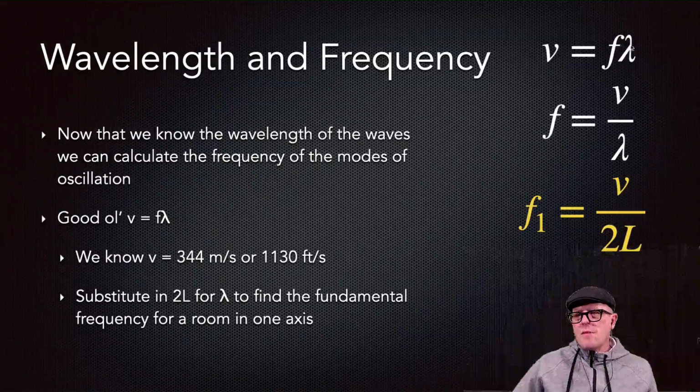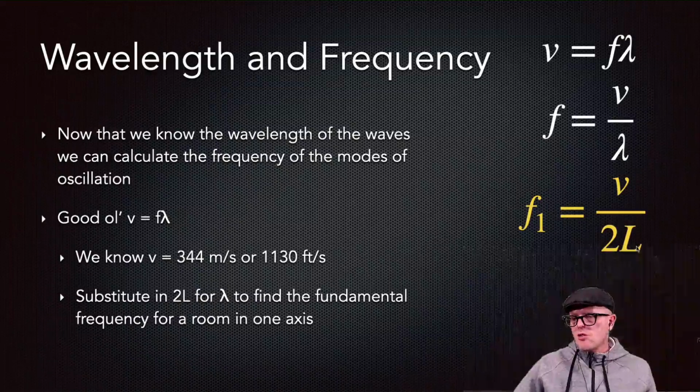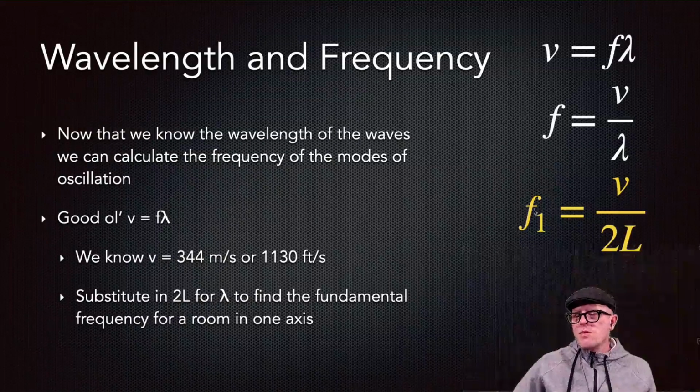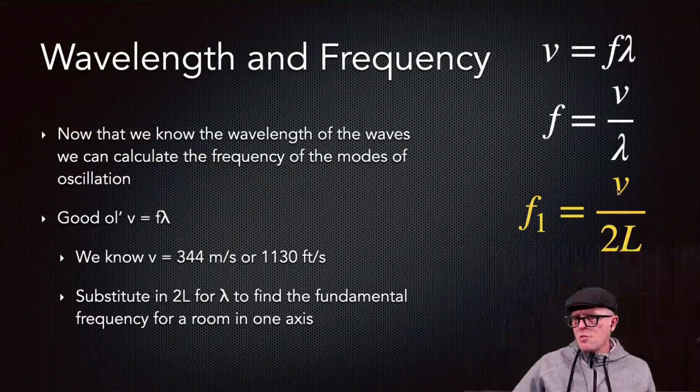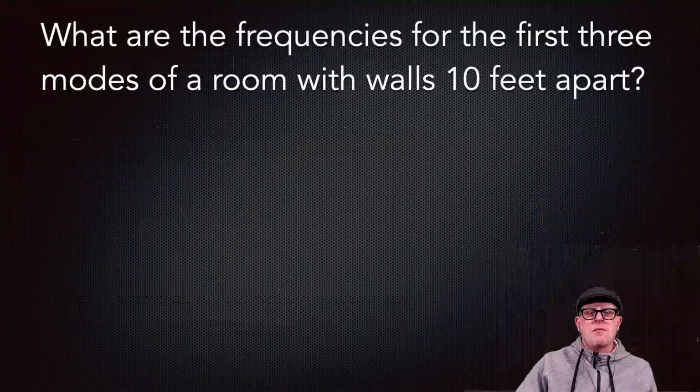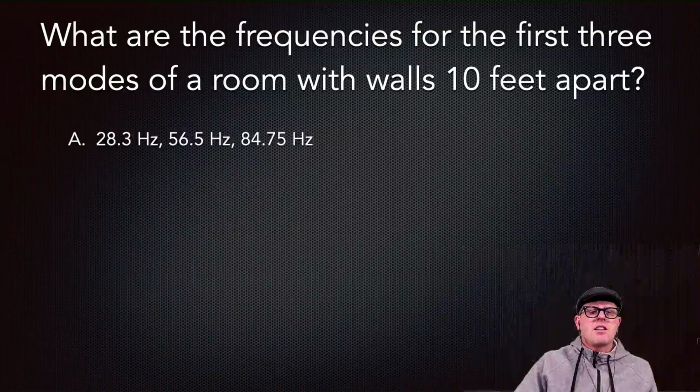V equals F times lambda. F equals V over lambda, and since lambda is 2L, I can just drop a 2L in there. So the only thing I need to know to figure out the fundamental frequency of a room is the length of the room, because we know the speed of sound is 344 meters per second. We did this last time, and we're going to do this again, but we're doing these ones as clickers.